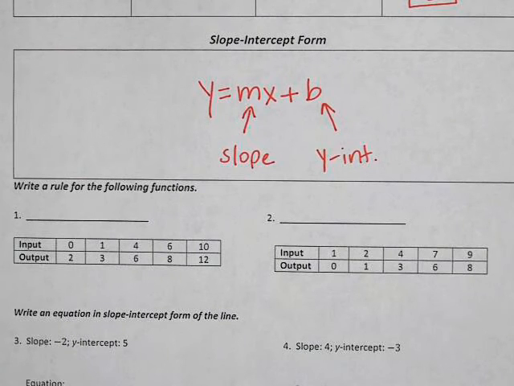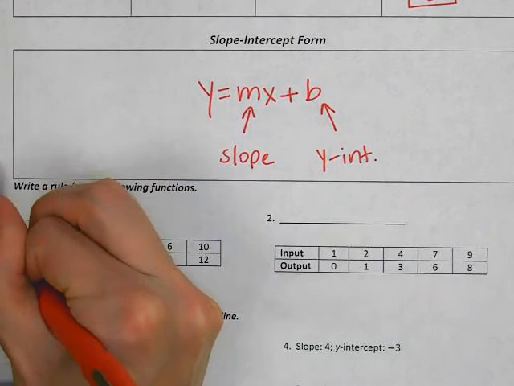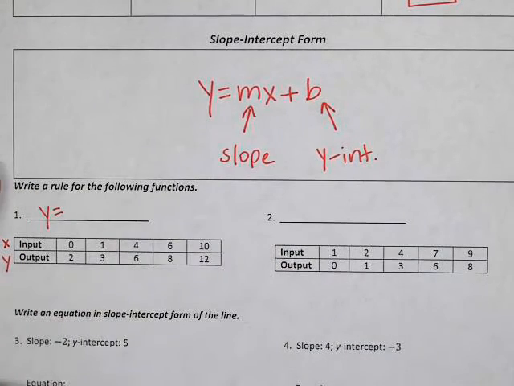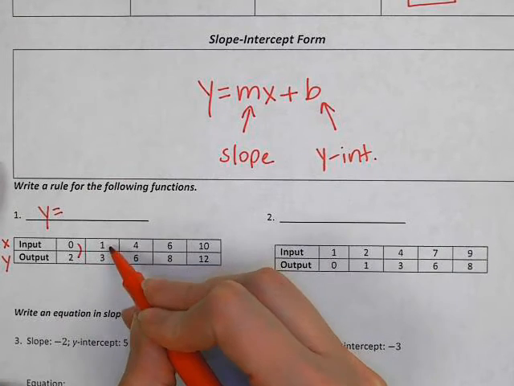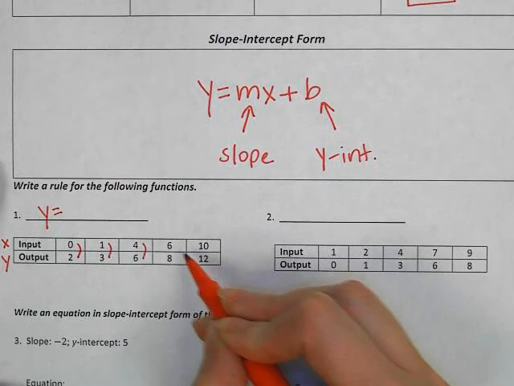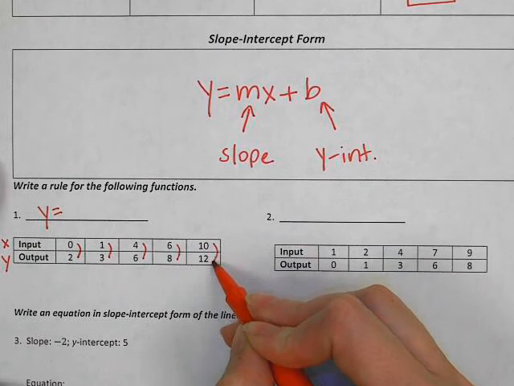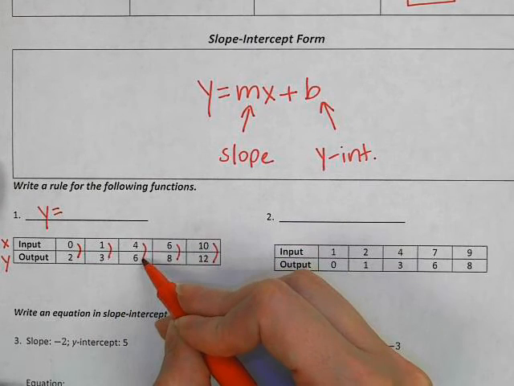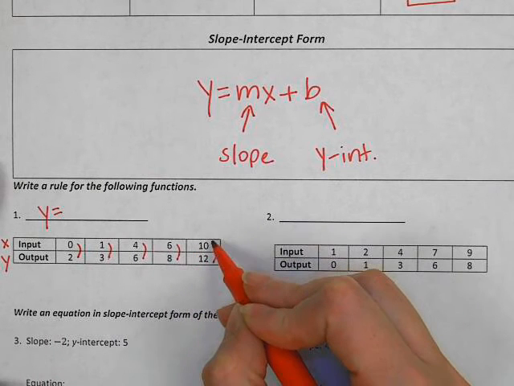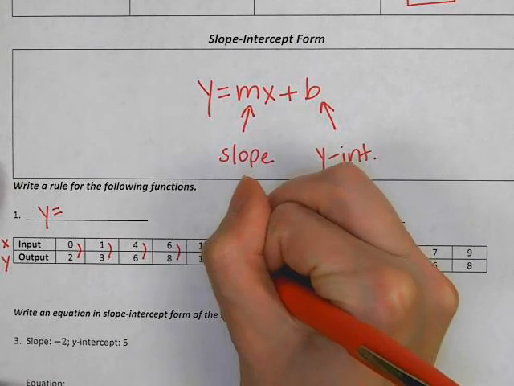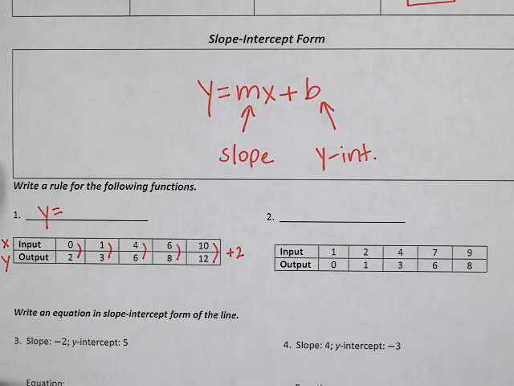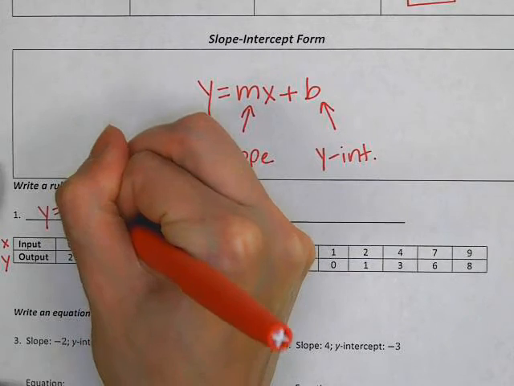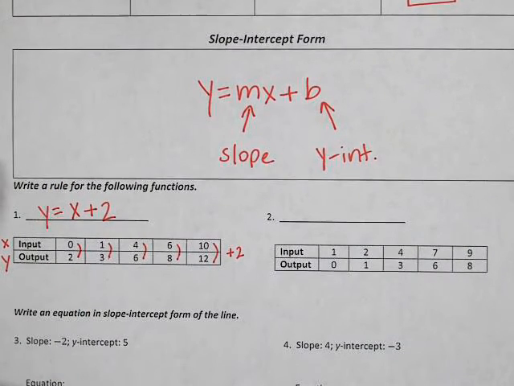When you're given a table, it's really easy. Input is x and output is y. So we're going to say y equals, and then the question is, what are you doing to each x to get the corresponding y? Like, how do you get from 0 to 2? From 1 to 3? From 4 to 6? From 6 to 8? From 10 to 12? The answer for all of them is you're adding 2. So when you write the rule, it's y equals x plus 2. That's how you get from x to y.